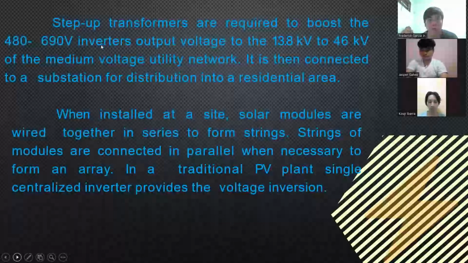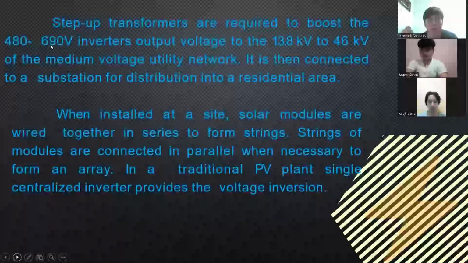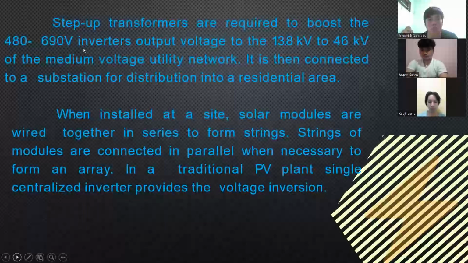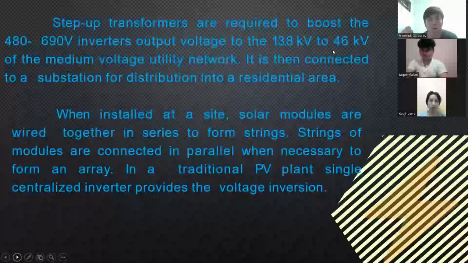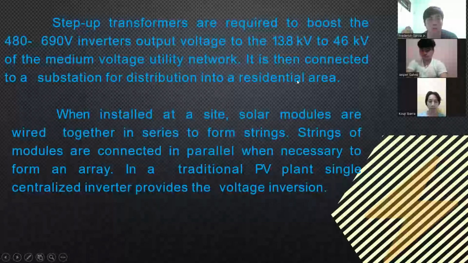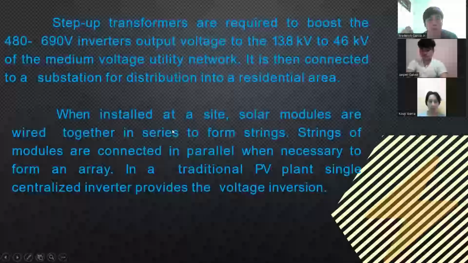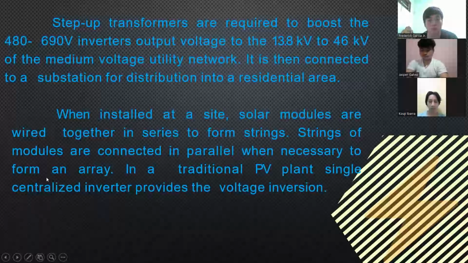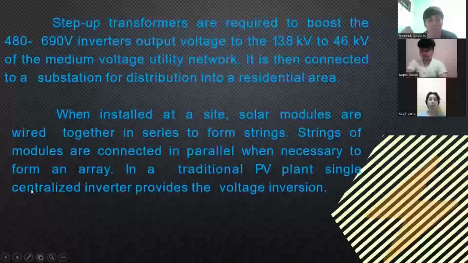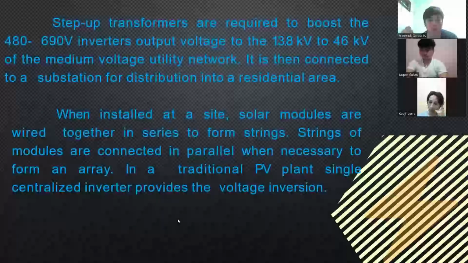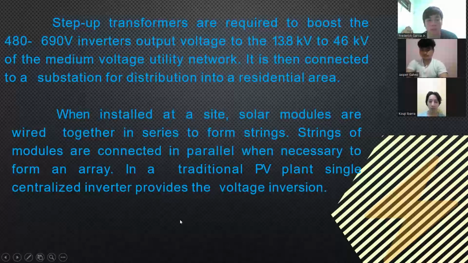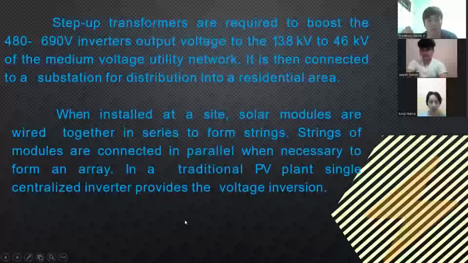Step-up transformers are required to boost the 480 to 690 volt inverter output voltage to the 13.8 kilovolt to 46 kilovolt of the medium voltage utility network. It is then connected to a substation for distribution into a residential area. When installed at a site, solar modules are wired together in series to form strings. Strings of modules are connected in parallel, when necessary, to form an array. In a traditional photovoltaic plant, a single centralized inverter provides the voltage inversion.